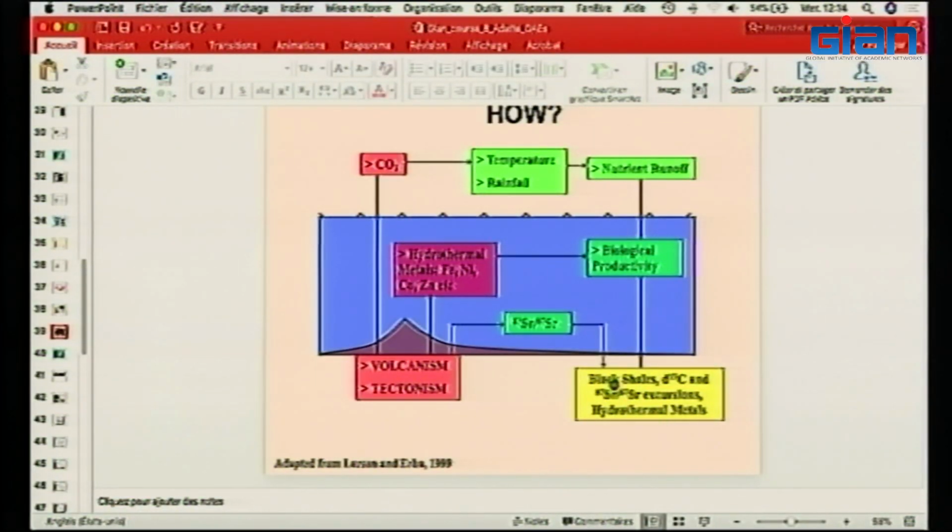This is one point. Another point is also the fact that part of the CO2 will go into the atmosphere, and it may increase the temperature and the rainfall, increasing the greenhouse conditions. You have more nutrient runoff, and this will also participate in boosting the biological productivity, leading to the deposition of black shale.